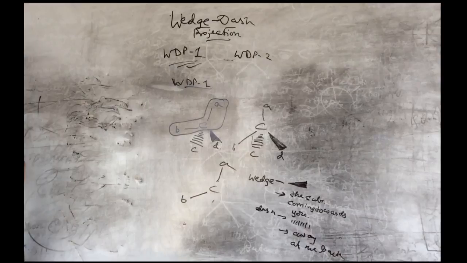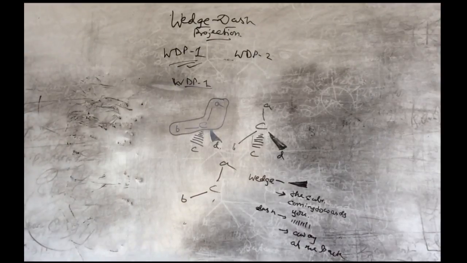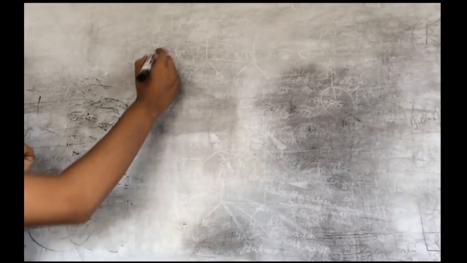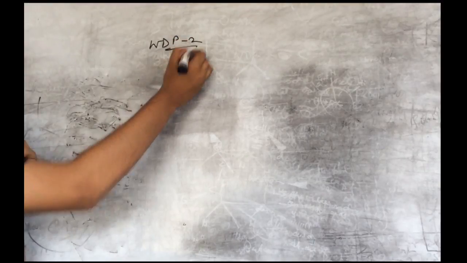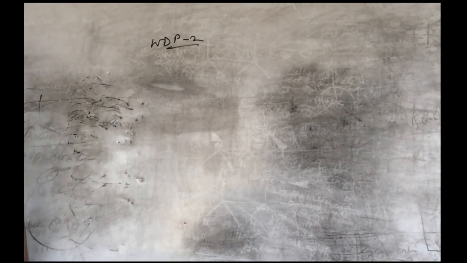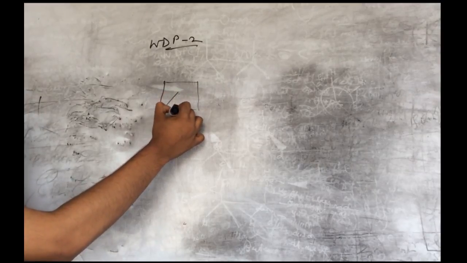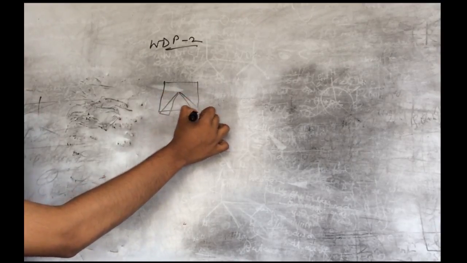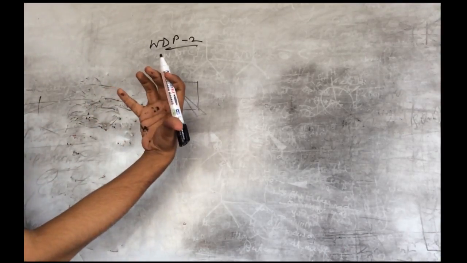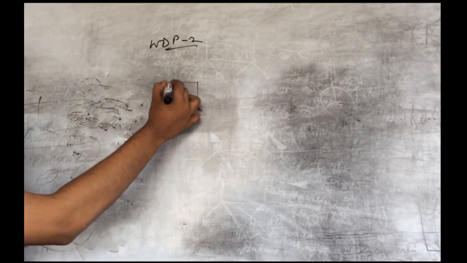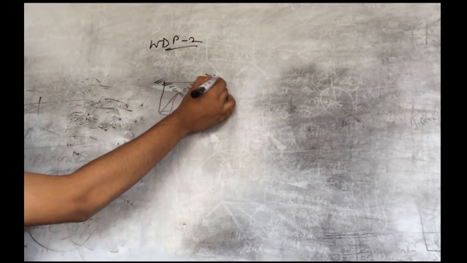Now let's move on to WDP2. So let's start WDP2. Now what is WDP2? In WDP2, we keep two groups towards us and two groups going away from us. That is, if this is the imaginary plane, then we arrange the molecule in such a way that two groups are coming towards us and two groups are going away from us.